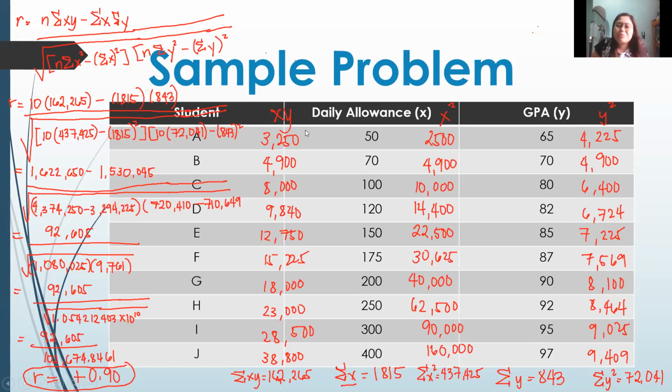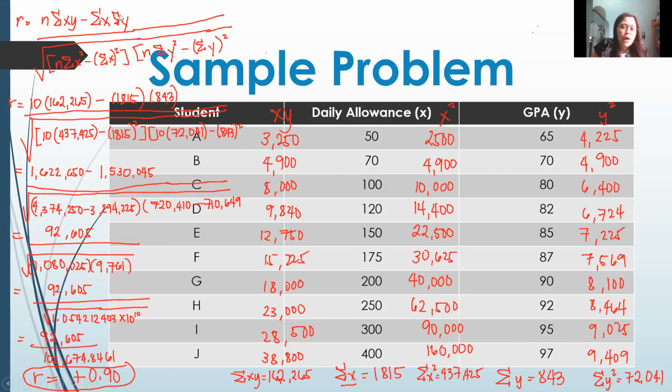And then lastly, to complete para makaproceed ka with the computation, you need to get the summation of X times Y, which means kailangan ni i-multiply each. Partner gud na sila pirmi class ha kay kani 50 nga allowance para man na siya kay student A. Ang kaning GPA na 65 para gihapon na siya kay student A. So i-multiply lang 50 times 65, that's 3,250. 70 times 70, that's 4,900. And so on. Pag makuha na nimo ang product sa X and Y, then i-add gihapon na to get the summation of XY.